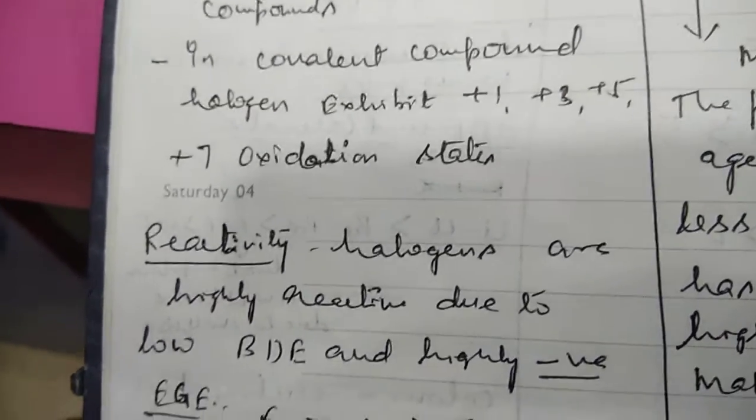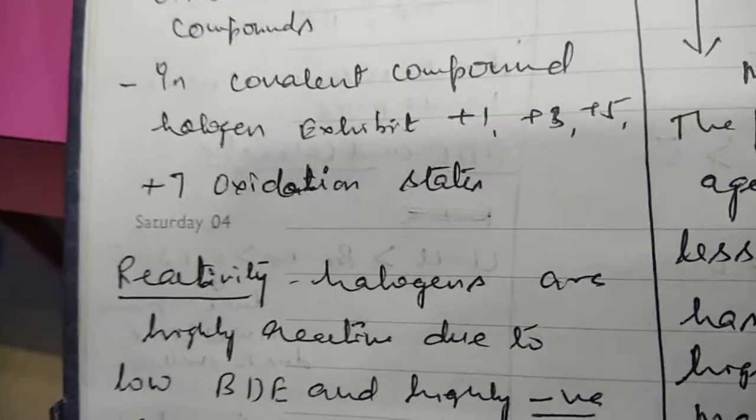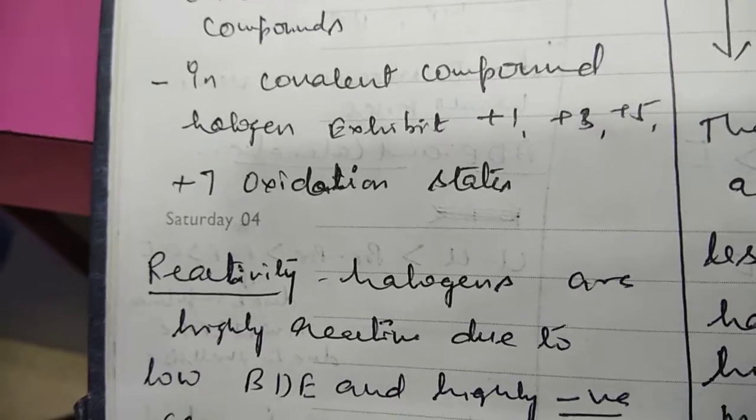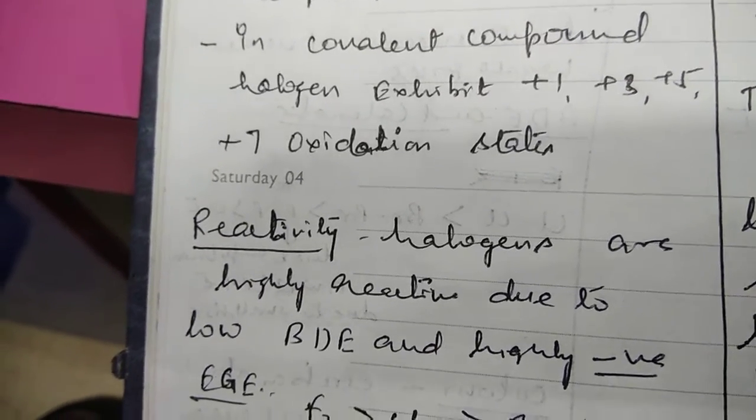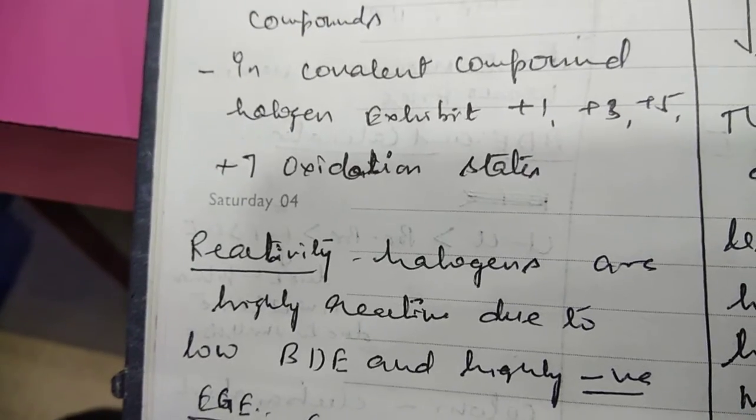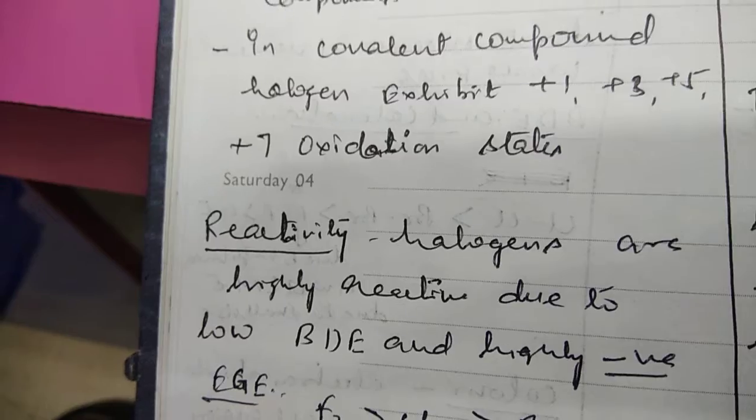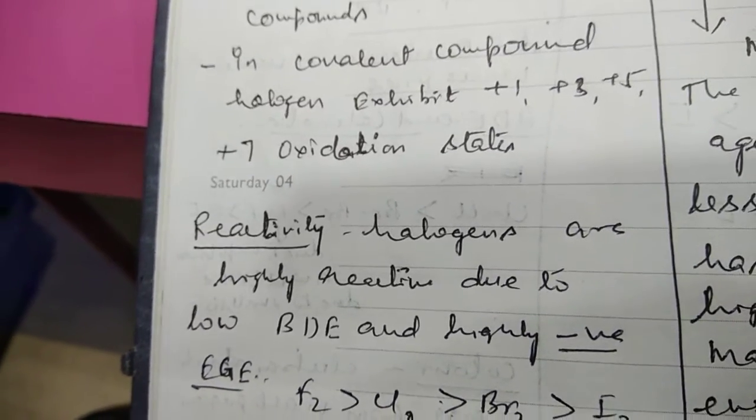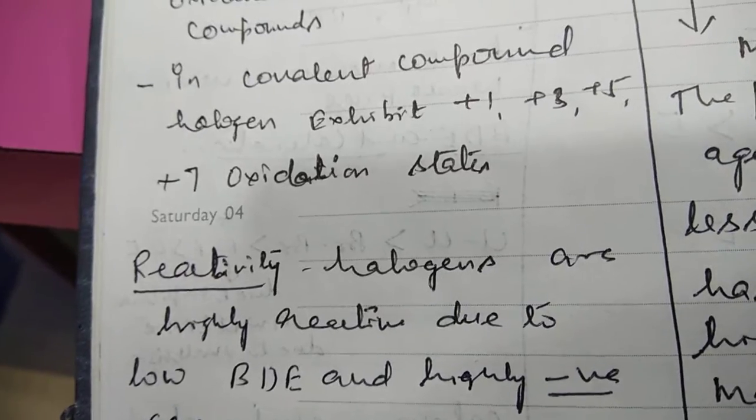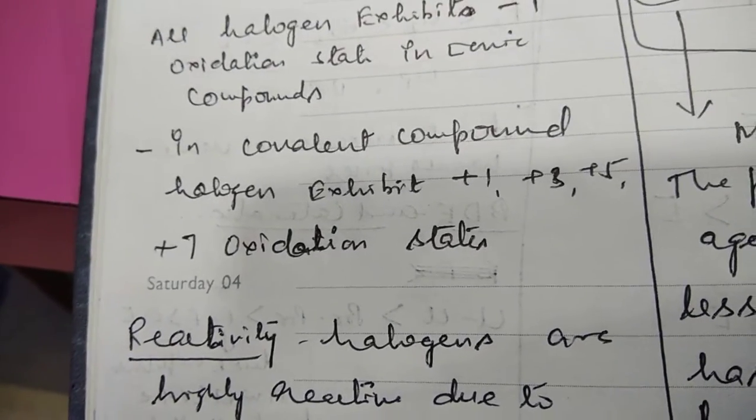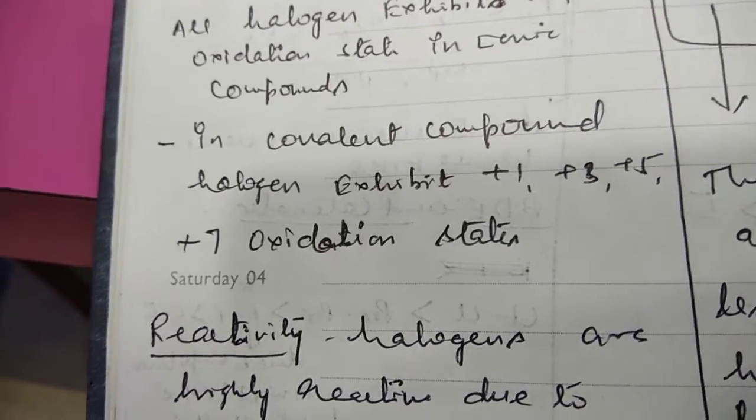In excited state, one of the electrons from p jumps to d, so the unpaired electrons will be 3, so +3. In the next excited state, one more electron from p will jump to d, so you will see +5 oxidation state. And finally, an electron from s jumps to d, so you will see +7 oxidation state. So in covalent compounds, +1, +3, +5, +7 oxidation states.